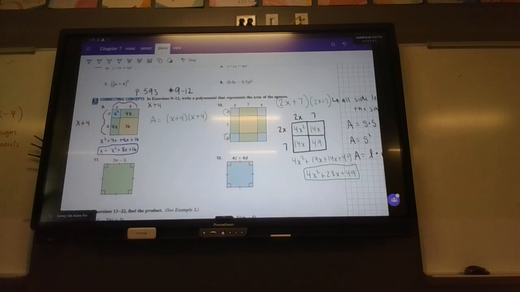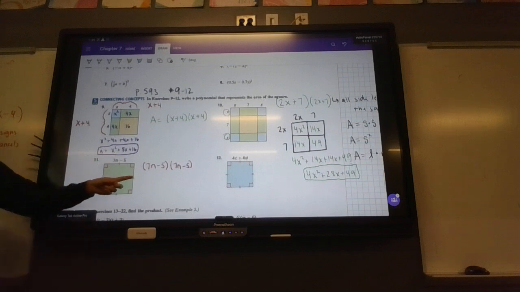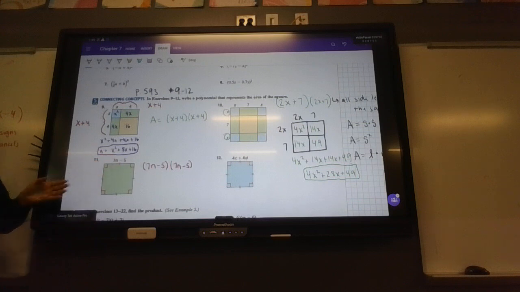All right, we have 2 more. So this would be 7n minus 5 times 7n minus 5. It's length times width. This little line here means that all of them are the same length. So if I have to do length times width, I know the other side is also 7n minus 5. It's another binomial squared issue.